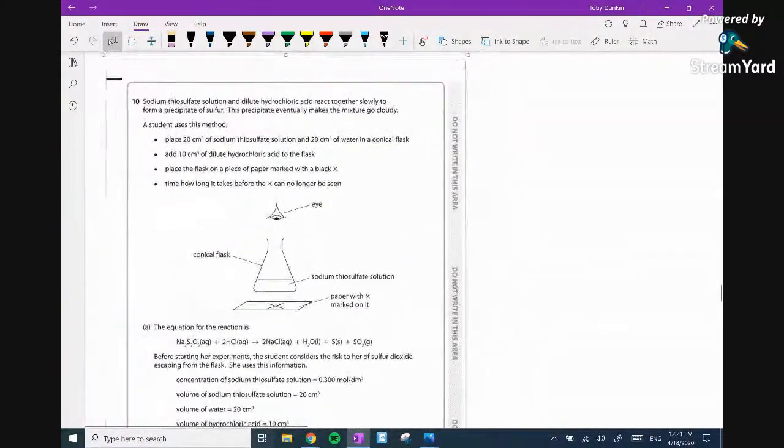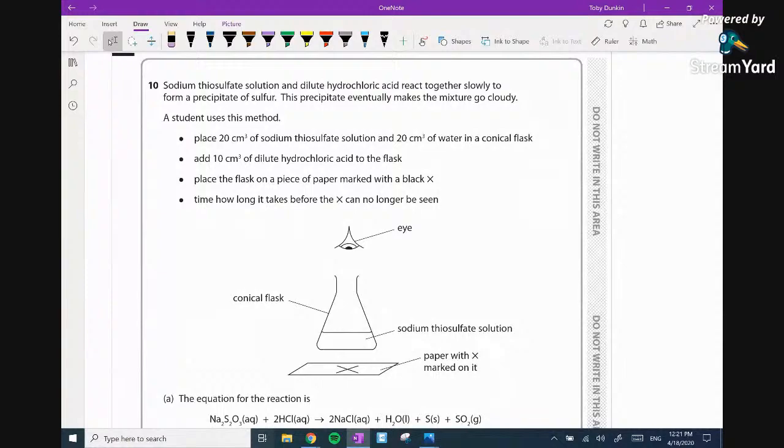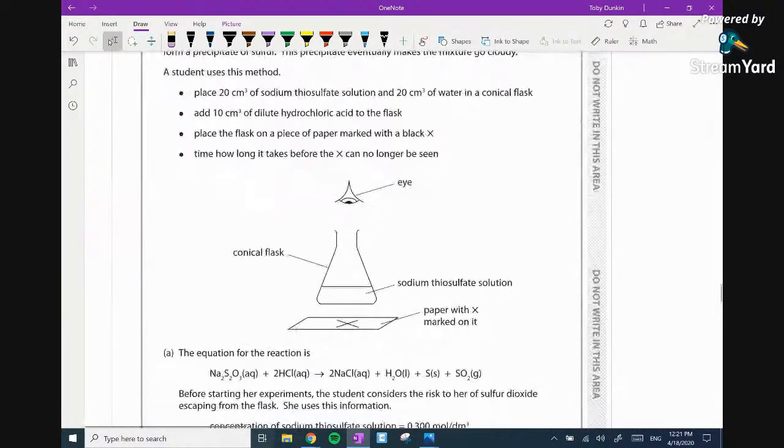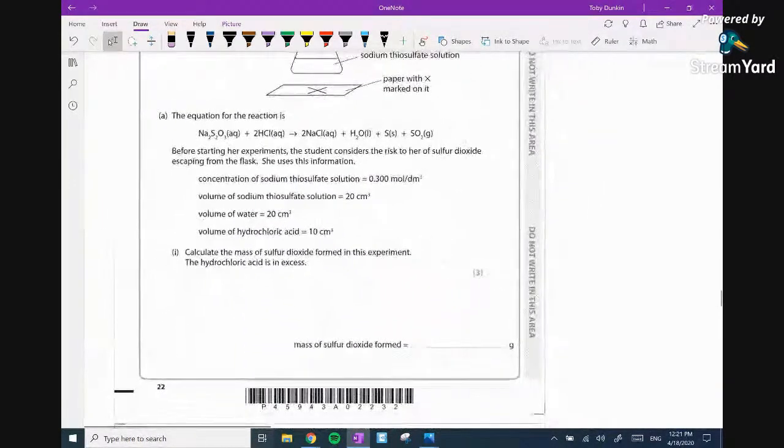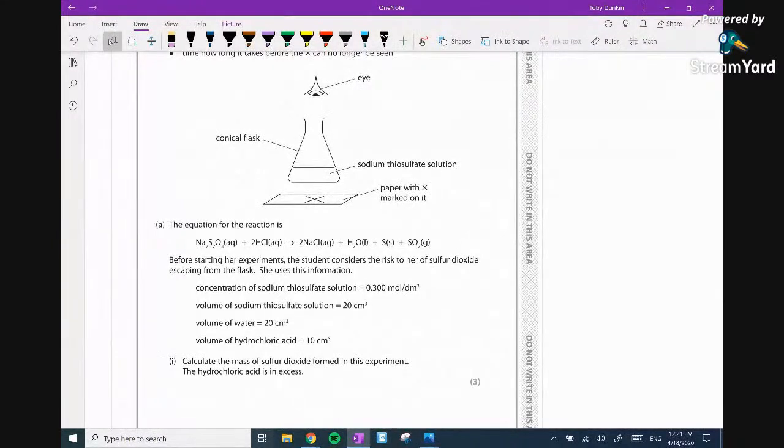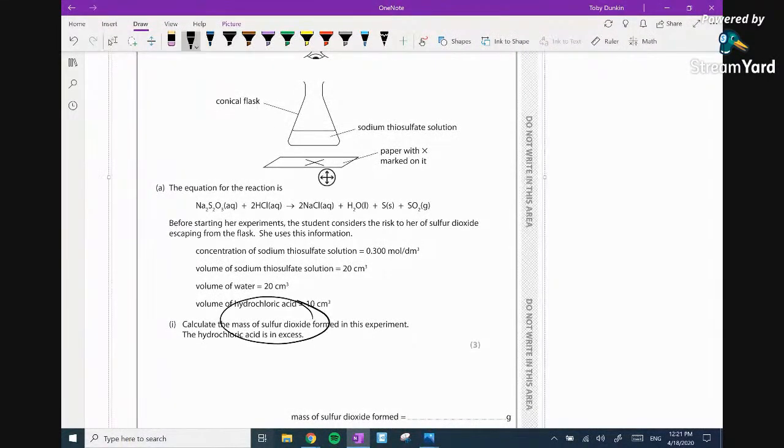Edit cell. Sodium thiosulfate solution. 20 centimeters cubed conical flask. Yada yada yada. We all did this. It goes cloudy. Right. Calculate the mass of sulfur dioxide formed in this experiment in grams.